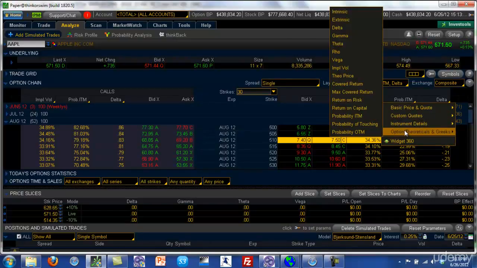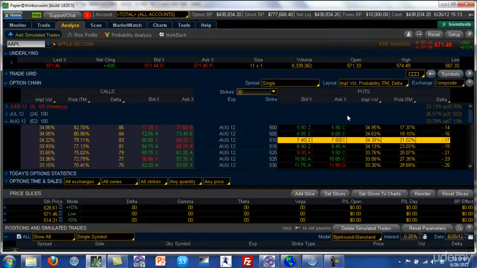Now you can create various columns. You can create a column for probability of this option being out of the money, probability of touching, and things like that. I just wanted to keep it simple. Let's leave it at probability of this option going in the money.